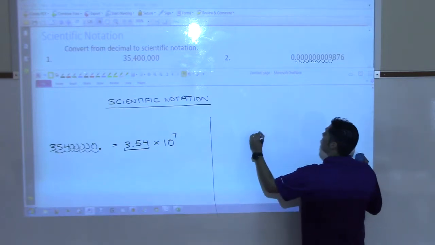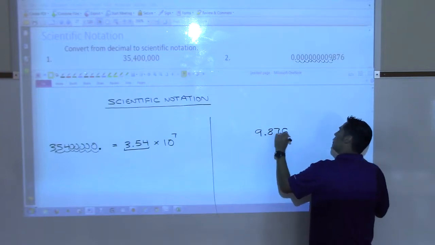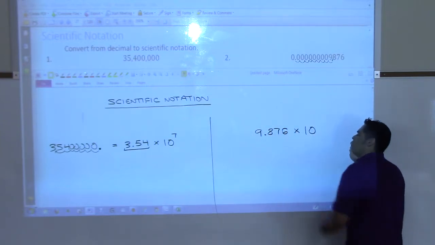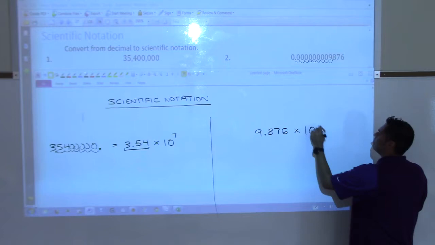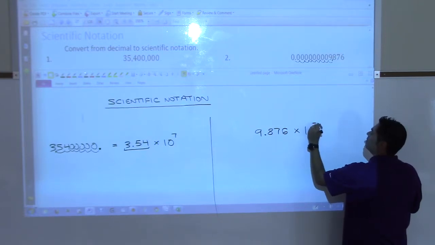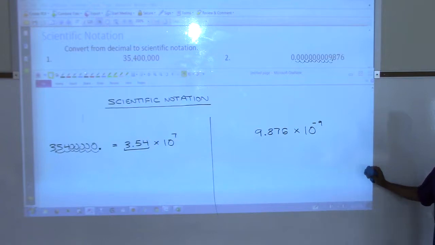So I'm going to write that as 9.876 times 10 to what power, though? Negative power. Why is it negative, though? How many places was it? 9. Why is it negative 9, not positive 9? Because we're going the other way, right?